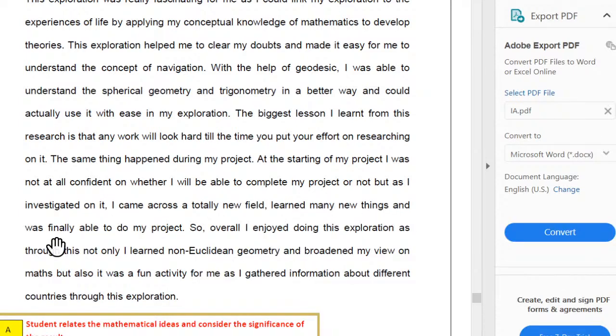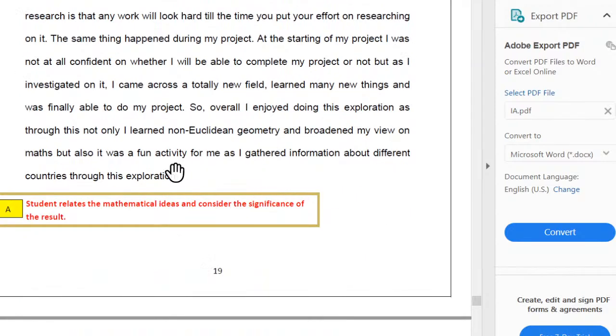Learned many new things and was finally able to do my project. So overall, I enjoyed doing this exploration. Not only did I learn non-Euclidean geometry and broaden my view on math, but it was also a fun activity. I get information about different countries through exploration. Again, it's not very relevant.